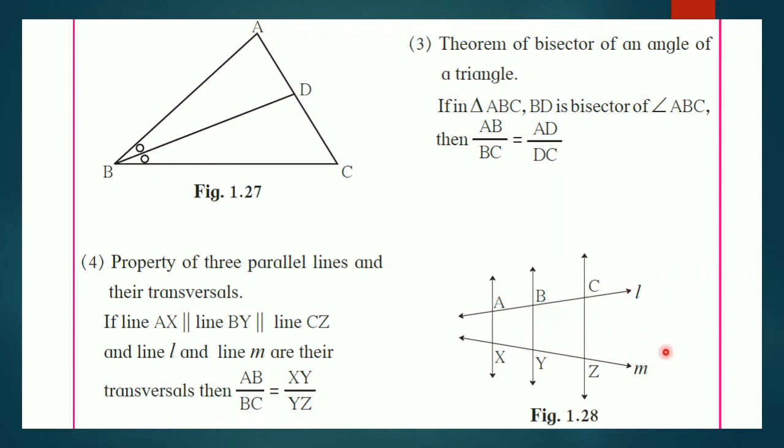So just observe the diagram well and see where the parallel lines are, and accordingly choose the intercepts, and then the ratios will match. Okay, fine.